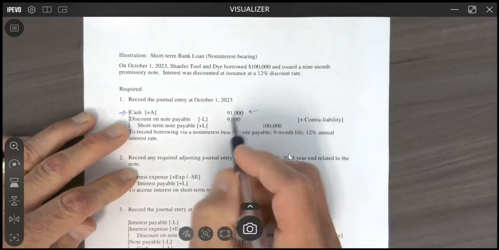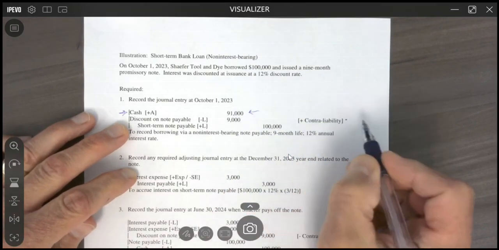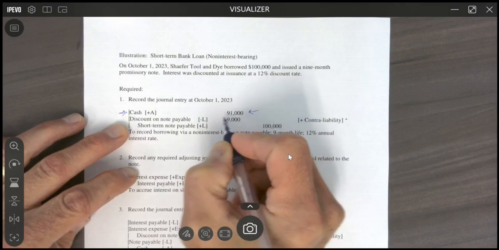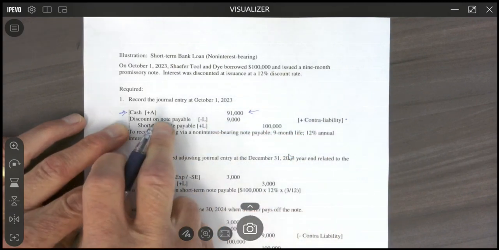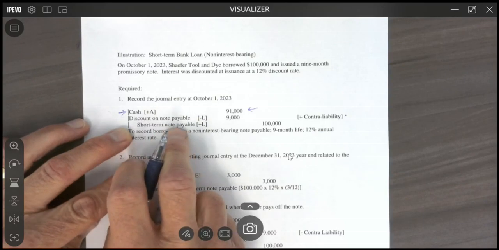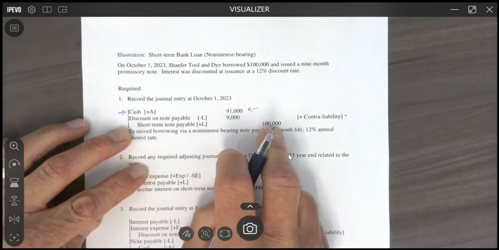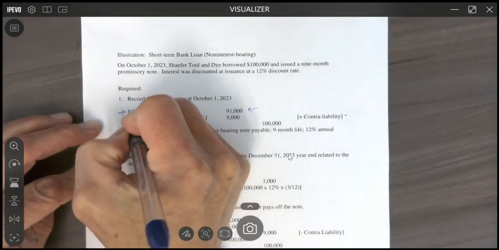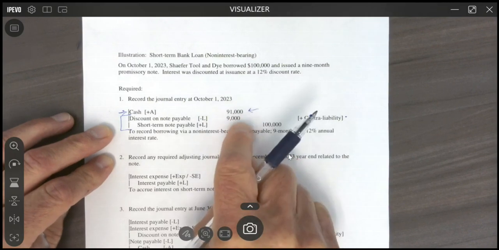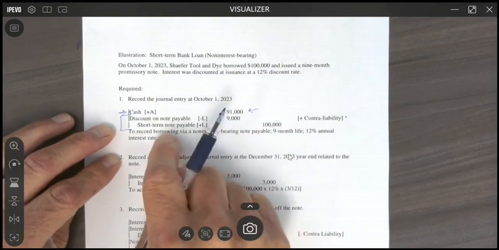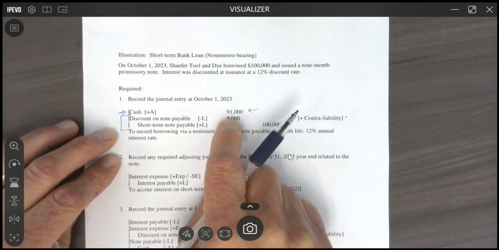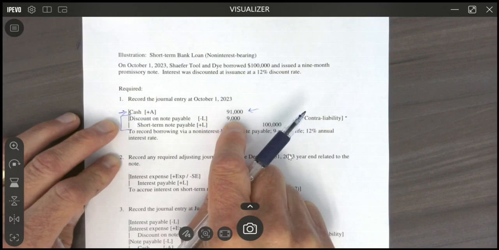We're going to also increase a contra liability account by $9,000, and that's called discount on note payable. You'll see how this is used later. And then we have a short-term note payable of $100,000. So at this point in time, the net note payable is $91,000, the amount of cash we got. It's the net of the total note payable that we'll pay in 9 months, less the discount on the note payable, the contra liability.